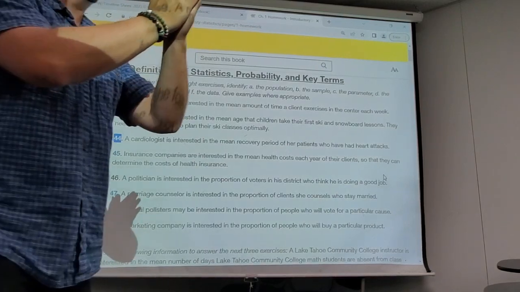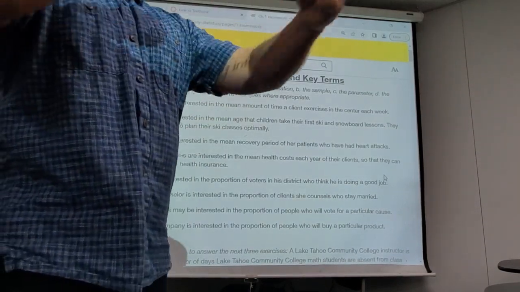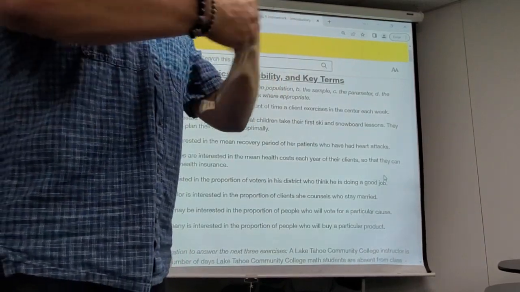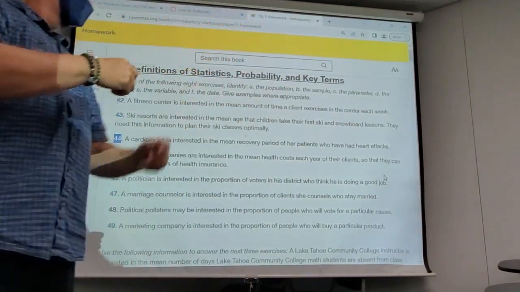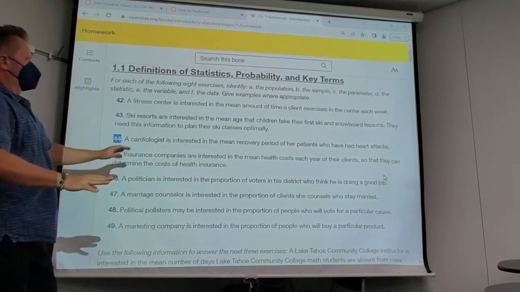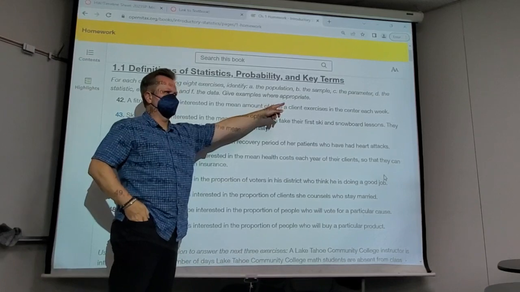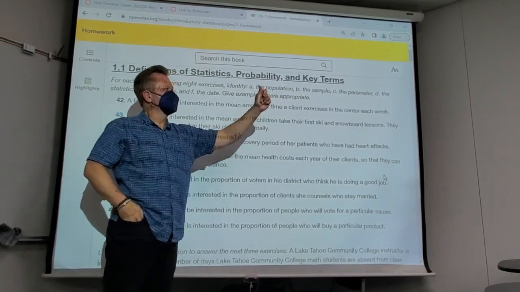Again, just to remind you, chapter 1, a lot of definitions. We're going to get into some math that you can sink your teeth into today, but we've got to finish up these definitions, all right? Okay. By the way, see where it says give examples where appropriate? It's going to come into play right now.